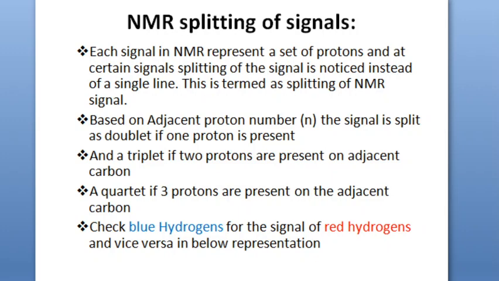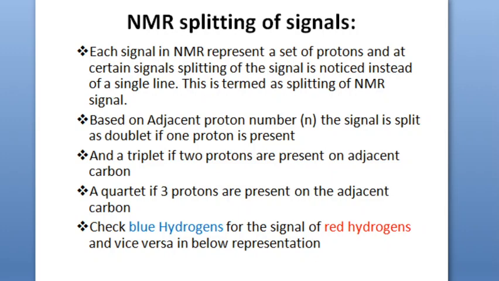If you got a doublet, it means the adjacent carbon is carrying 1 proton or 1 hydrogen. Similarly, if a certain signal is split into 3 lines on resolution, if you could see 3 lines in that, then we call that line a triplet. When we get a triplet, the adjacent carbon or carbons are having 2 protons.